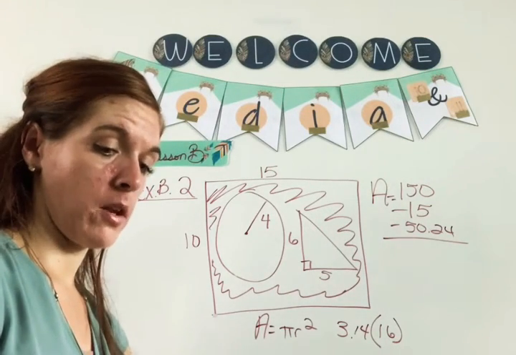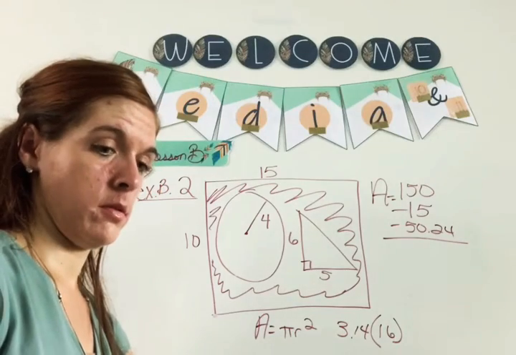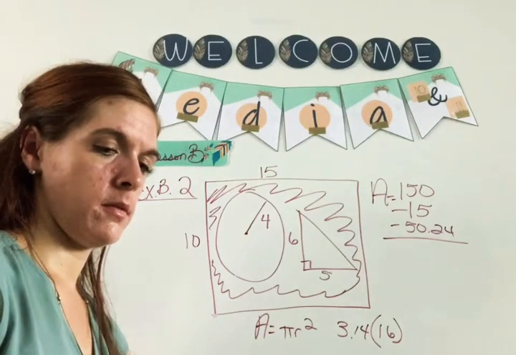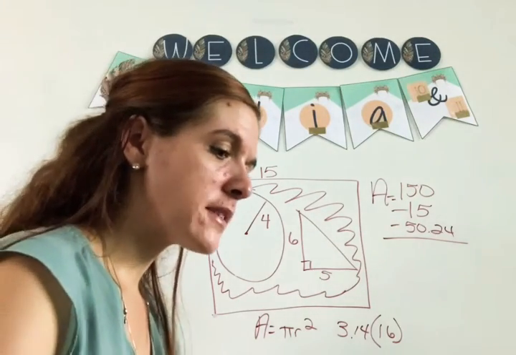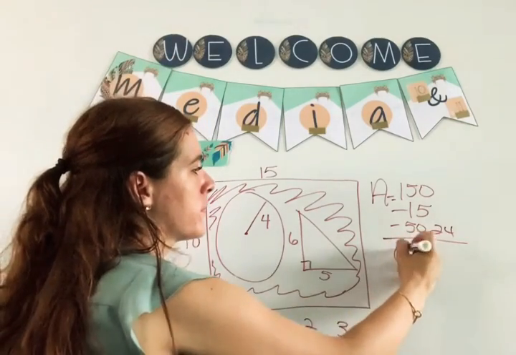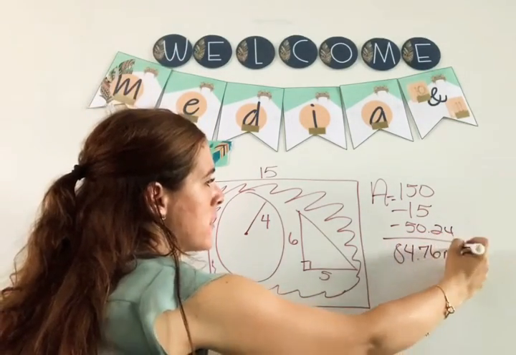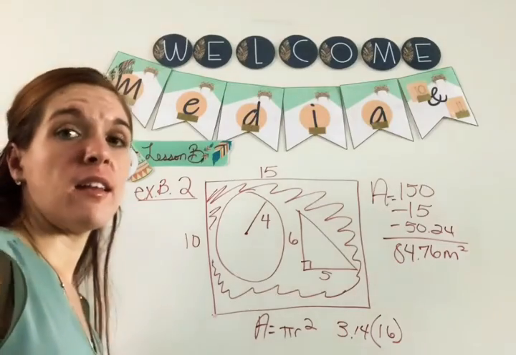Or that Miss Jessica can't put it in her calculator. 84.76. Woo, that's the answer. Okay, so that one's actually a little bit easier than the first one.